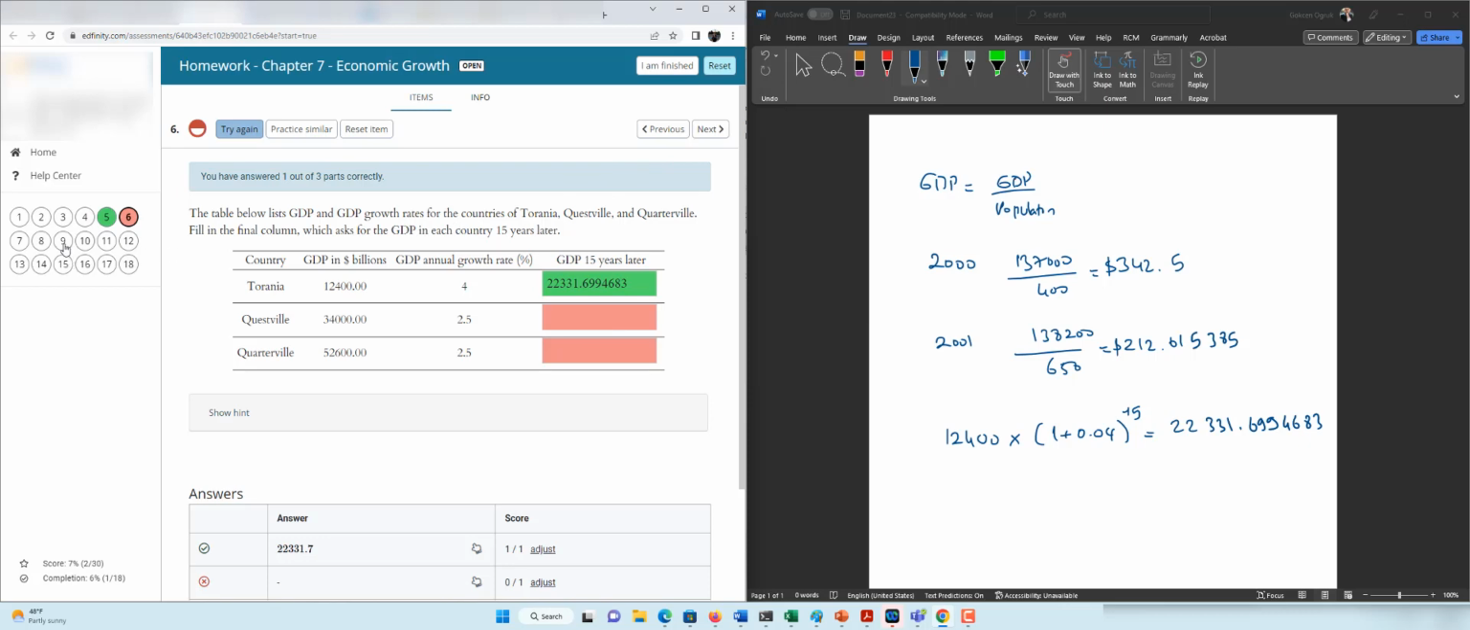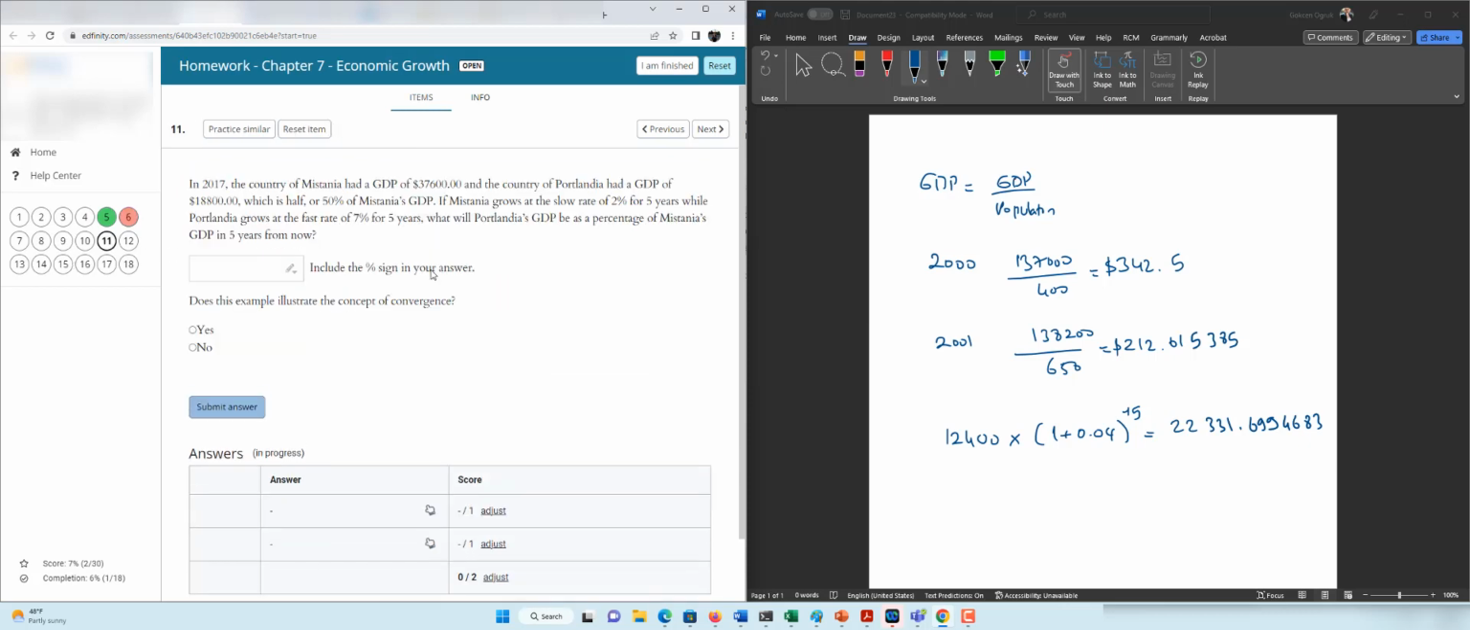Now let's look at another question. In 2017, the country of Mistania had a GDP of 37,600 and the country of Portlandia had a GDP of 18,800, which is half, 50% of Mistania's GDP. If Mistania grows at the slow rate of 2% for 5 years, while Portlandia grows at the fast rate of 7% for 5 years, what will Portlandia's GDP be as a percentage of Mistania's GDP?